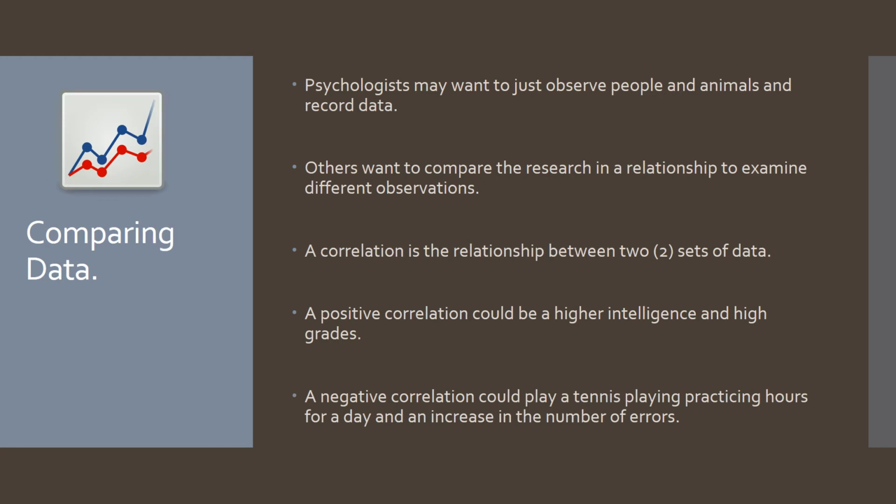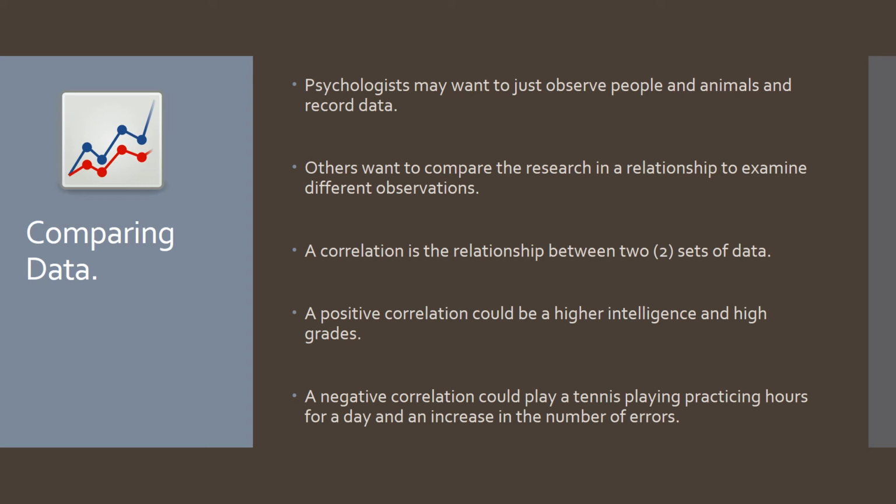So comparing data. Now, some psychologists may just want to observe people and animals and record the data. Others want to compare the research in a relationship to examine different observations, so from somebody else or maybe another observation they have done. So this creates a correlation, which is a relationship between two sets of data. Now, there's two different types of correlation, a positive one and a negative one.